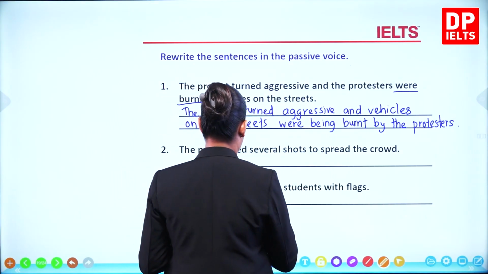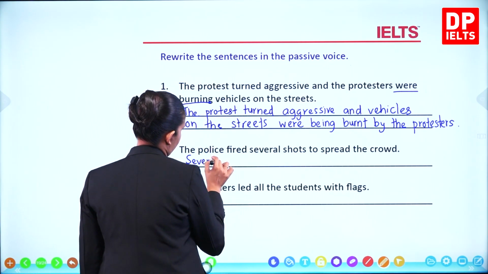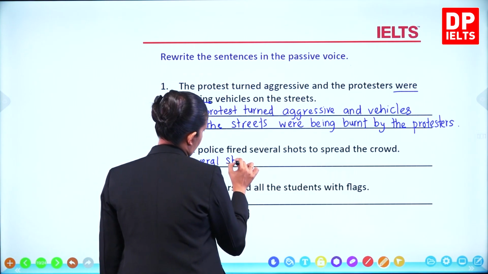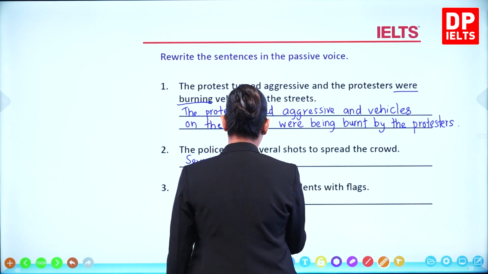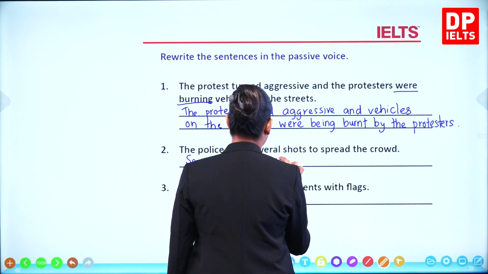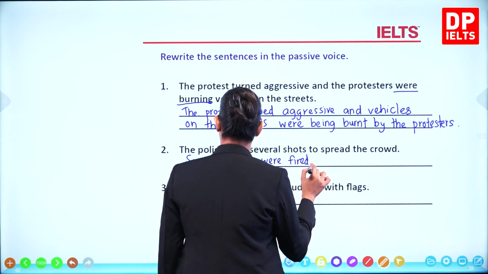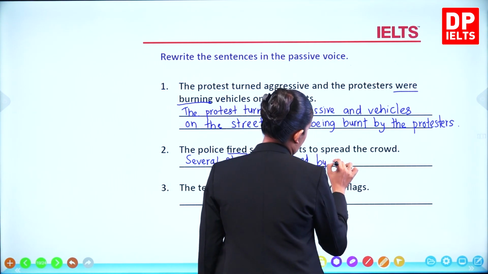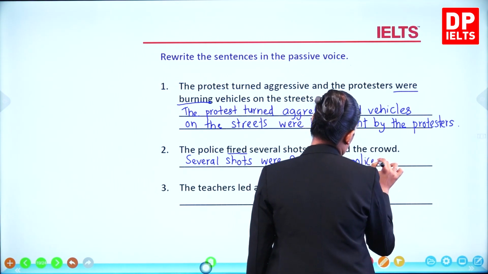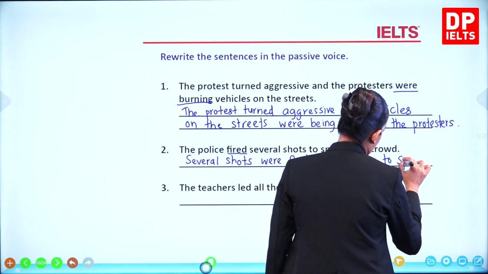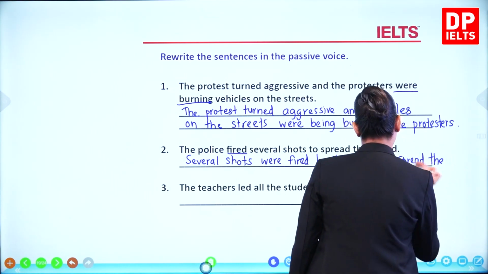Let's have a look at the second one. Several shots, so fired means simple past tense, so were fired. Several shots were fired by the police to spread the crowd.